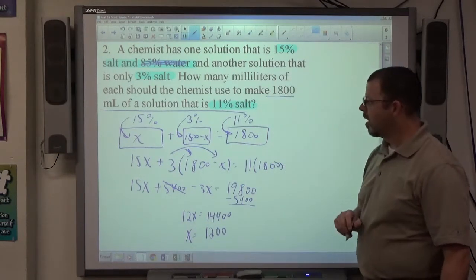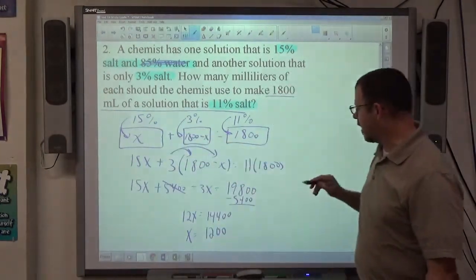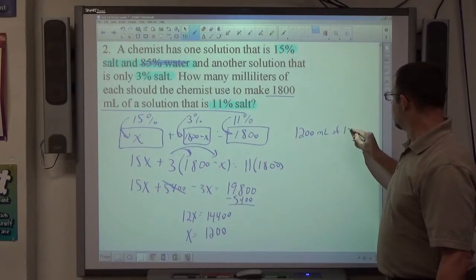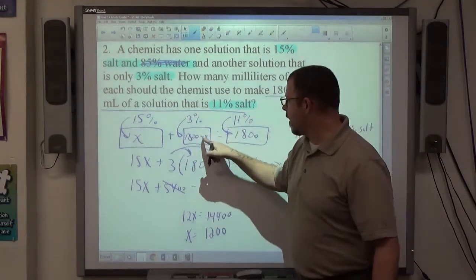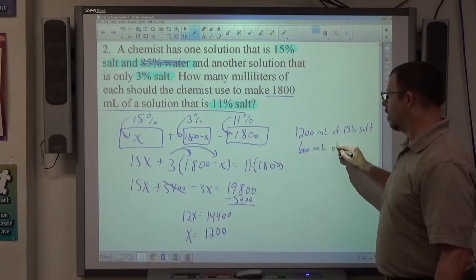1,200. Once again, 1,200 represents x, which is how much 15% solution I've got. So 1,200 milliliters of 15% salt. And if I do 1,800 minus 1,200, I get 600. So 600 milliliters of 3% salt.